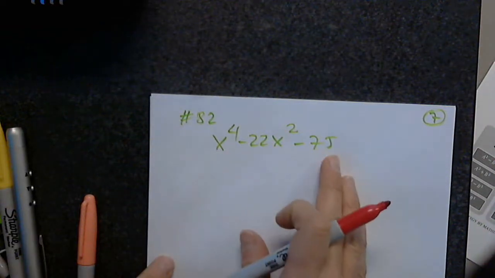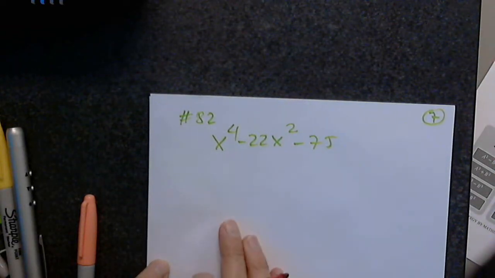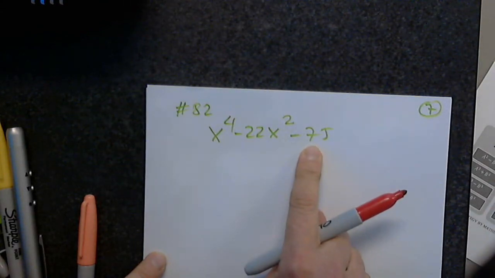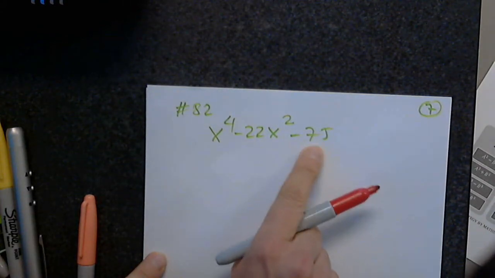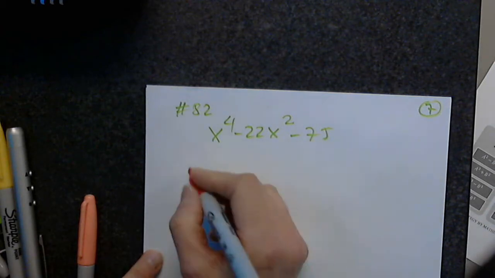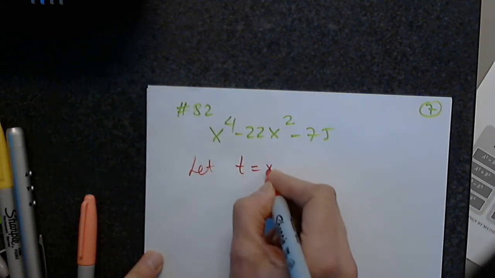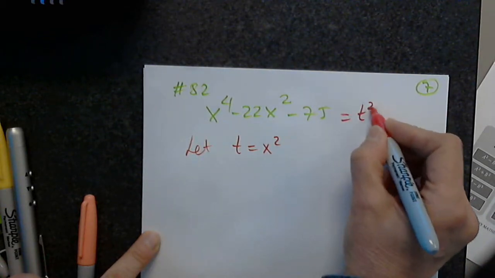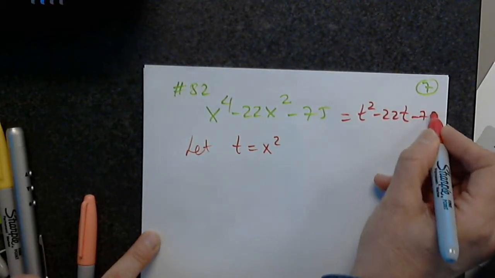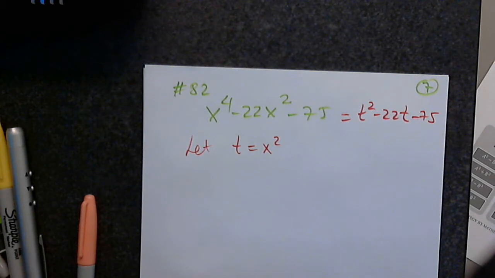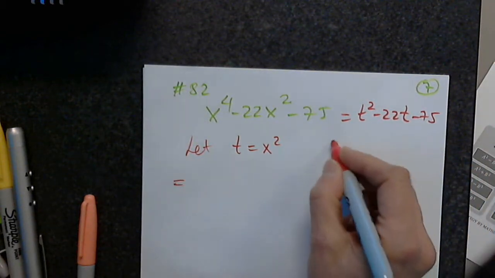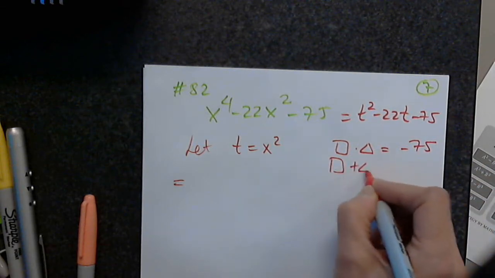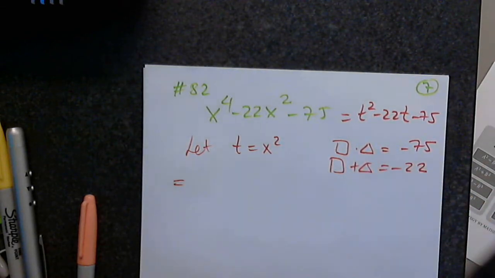Okay, again, this is degree 4, descending order, no greatest common factor, no leading coefficient, negative leading coefficient. This is not a special product, right? Because it's negative 75. So let's say t is x squared, and this is indeed t squared. So t squared minus 22t minus 75. This I know how to factor because I'm looking for two numbers whose product is negative 75 and whose sum is negative 22.